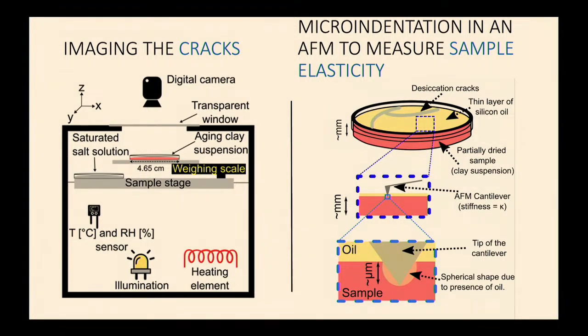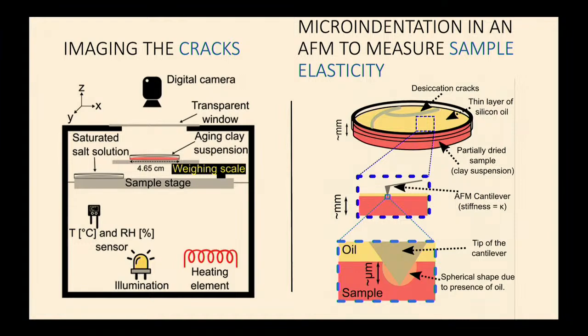We really look at the sample as it's drying. We look at that instant at which the substrate gets exposed because of cracking, and that is our crack onset time. We compare that crack onset time with microindentation measurements that we've made in an AFM to look at the elasticity of the sample layer. It's a partially dried sample.